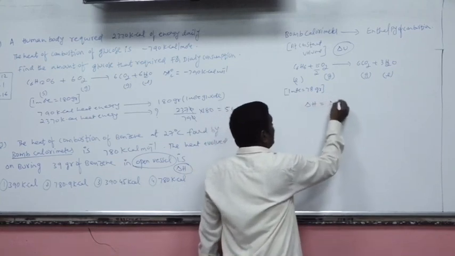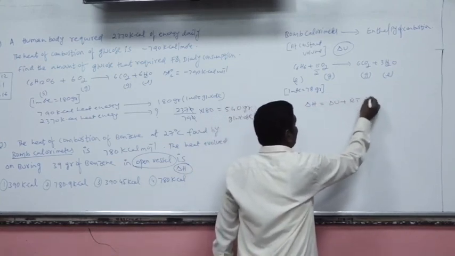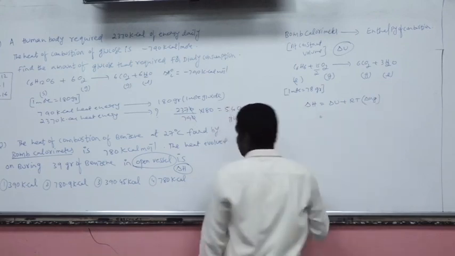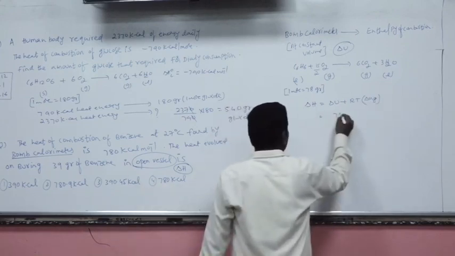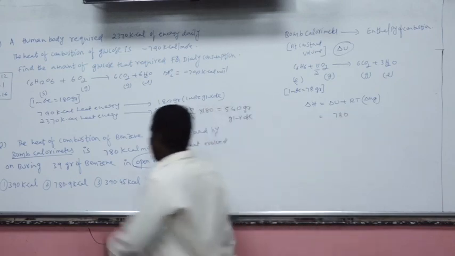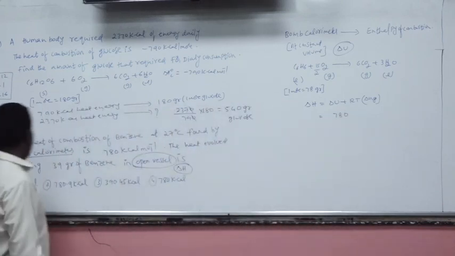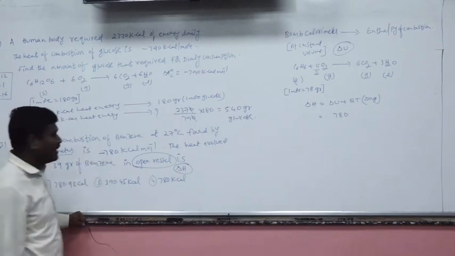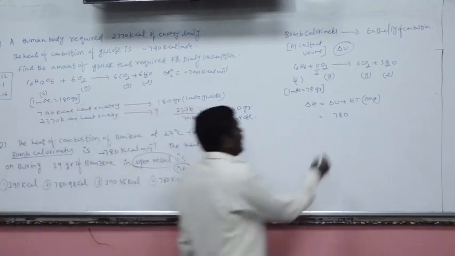What is the relation between delta H and delta U? Delta H is equal to delta U plus RT delta Ng. Yes or no? Now what is the delta U given to you? 780. Remember, is this minus 780 or plus 780? Minus 780, because enthalpy of combustion is always exothermic. Heat is evolved, so minus 780.